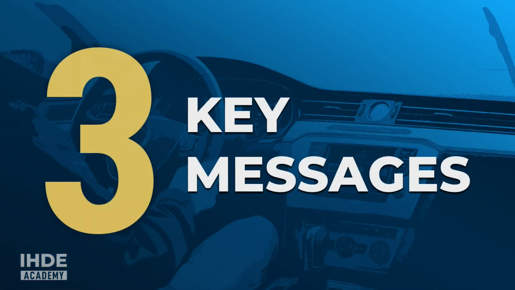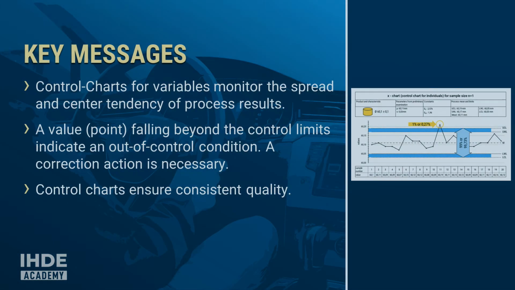Well, that was a lot of new information. Therefore, I would like to conclude by repeating the three most important key messages. Control charts for variables monitor the spread and center tendency of process results. A value, a point, falling beyond the control limits indicates an out-of-control condition. A corrective action is necessary. And finally, control charts ensure consistent quality.